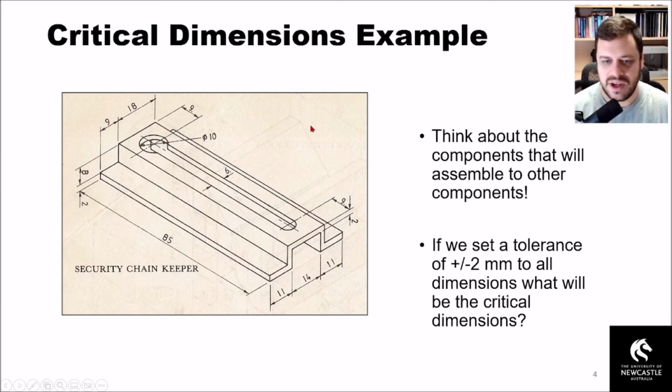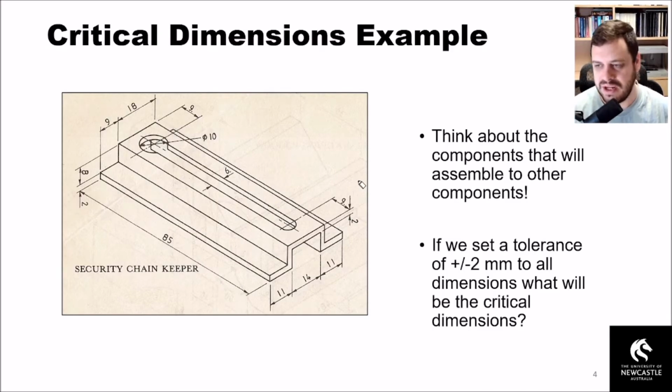So the next example we're going to work through, and this should be something that's a little bit more familiar, is a security chain keeper. So something that you obviously put on the door if you put the security chain in. A lot of hotels have this sort of thing. So again, if I bring up the highlighter, you want to think about how the security chain keeper actually fits to the door, for example.